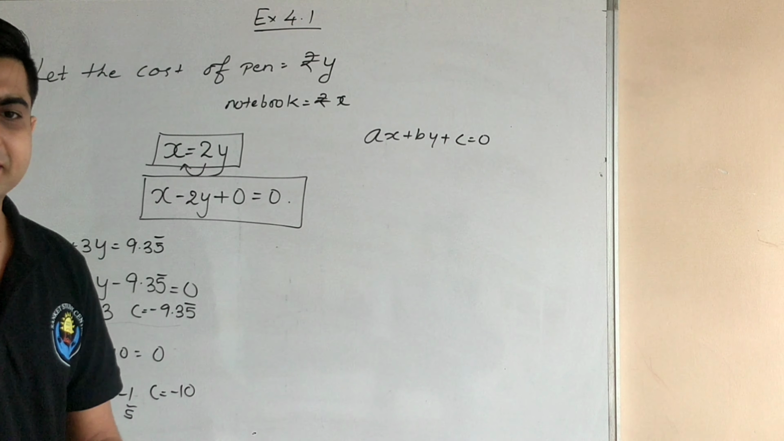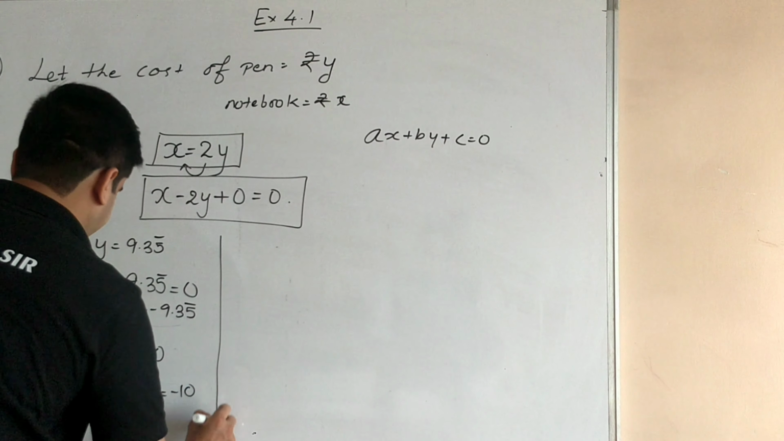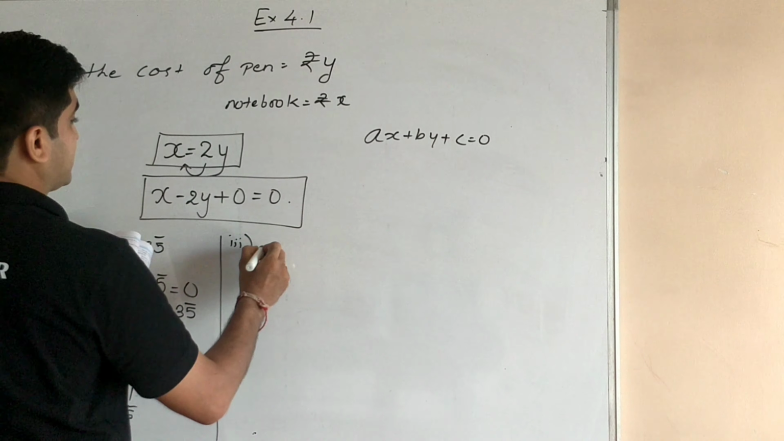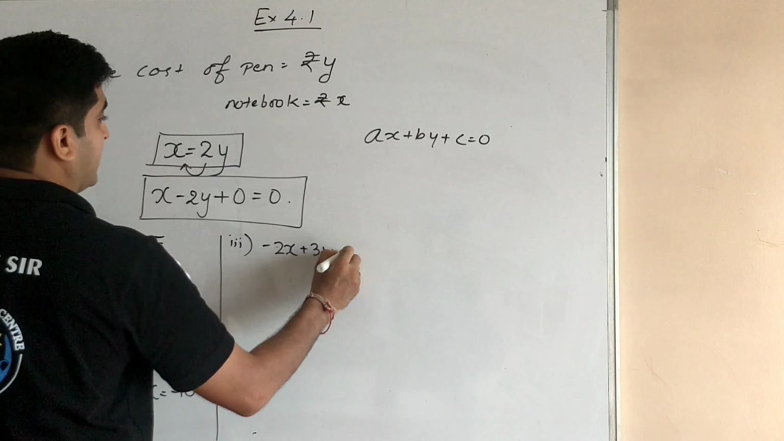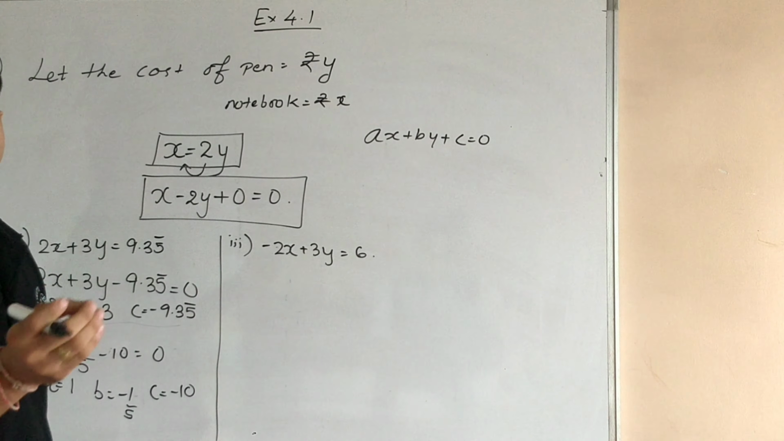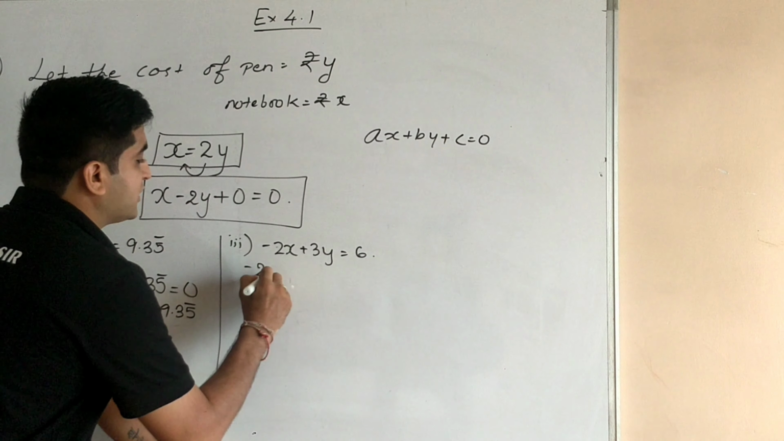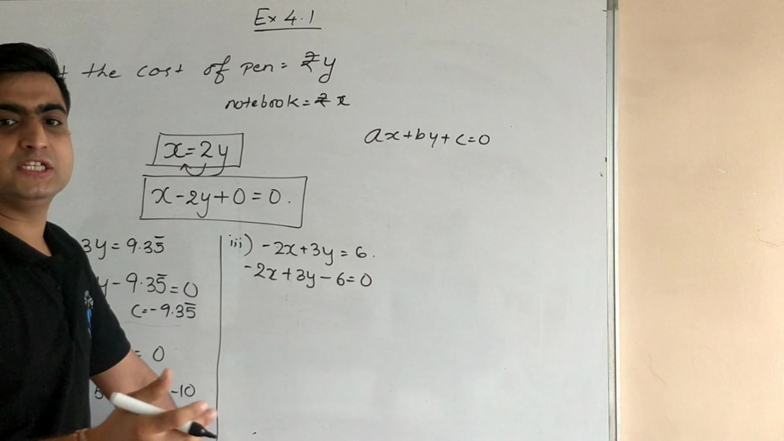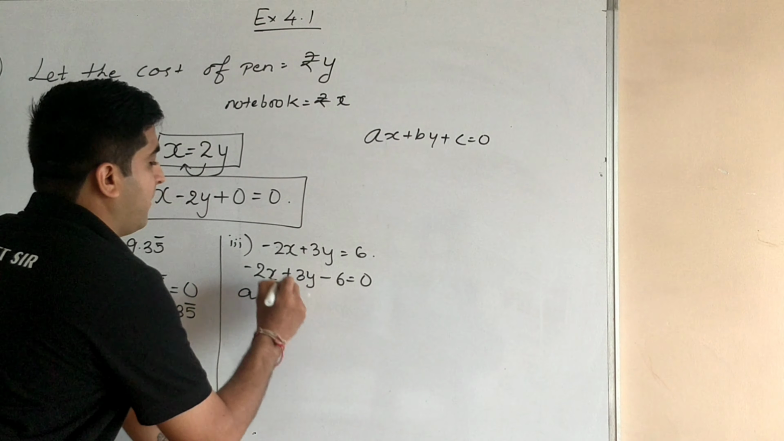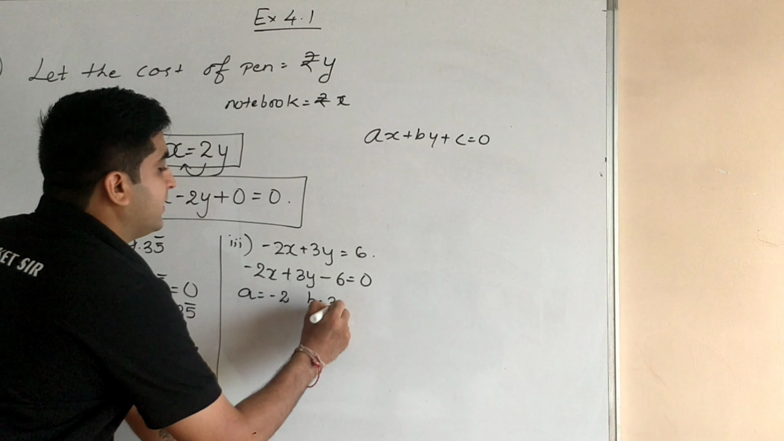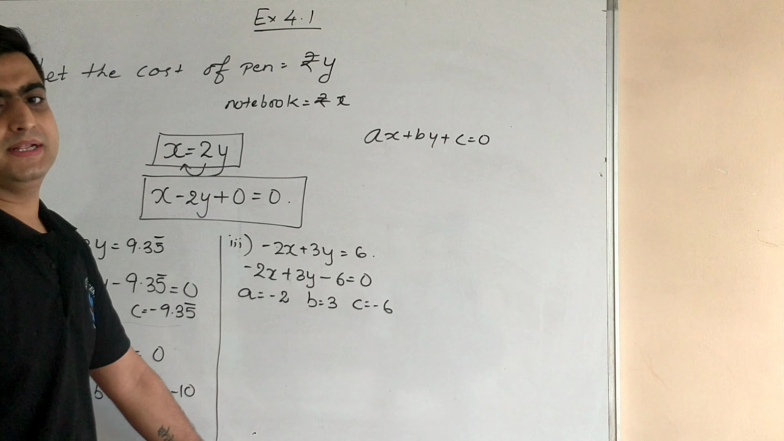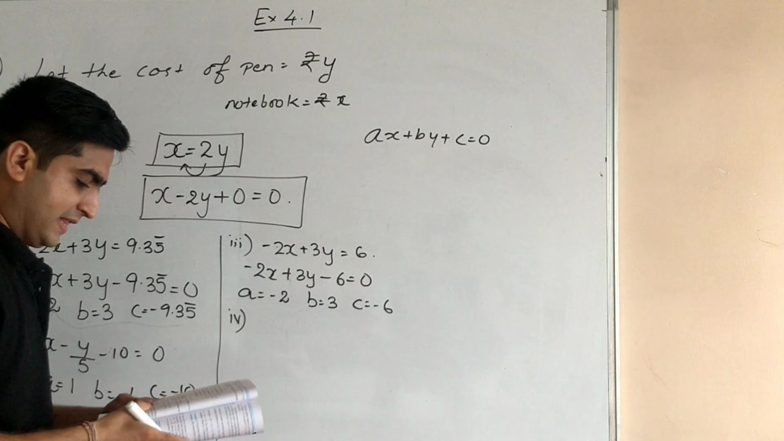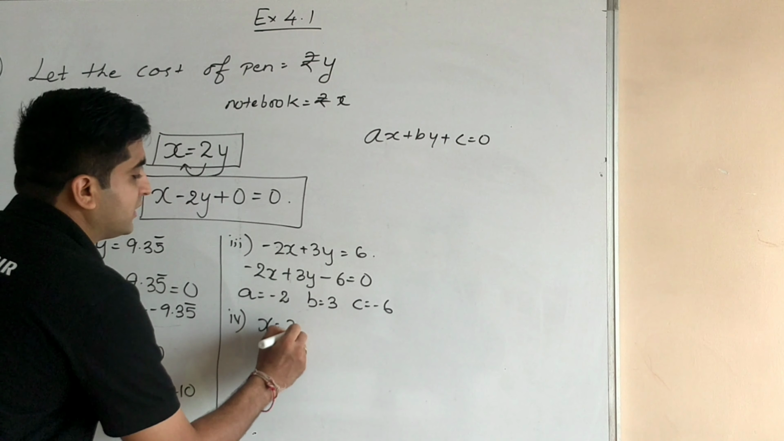Understood? Clear? Like this. Moving ahead, third sum dekho, minus 2x plus 3y is equals to 6. Convert it in standard form first. So minus 2x plus 3y minus 6 and that is equals to 0. What is your a? a is equals to minus 2, b is equals to 3 and c is equals to minus 6.